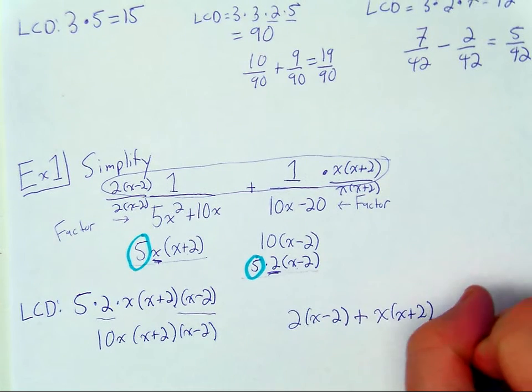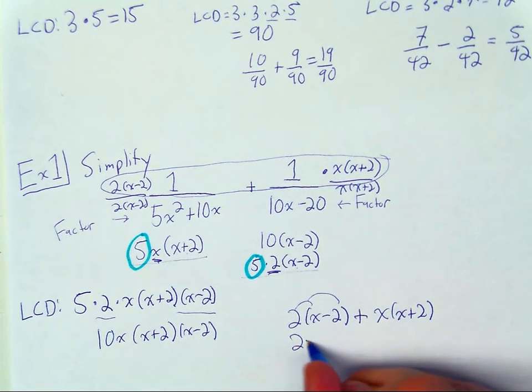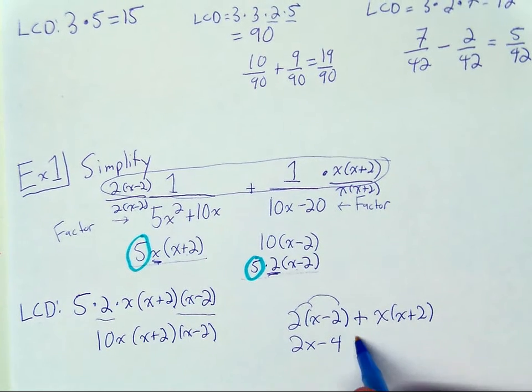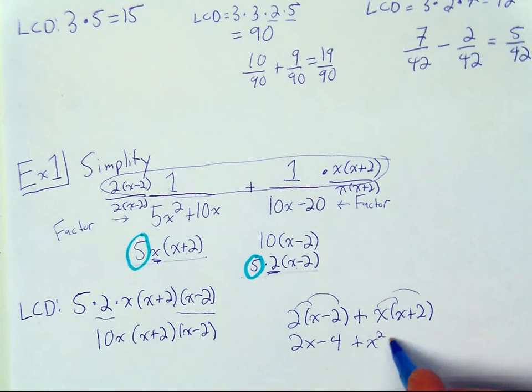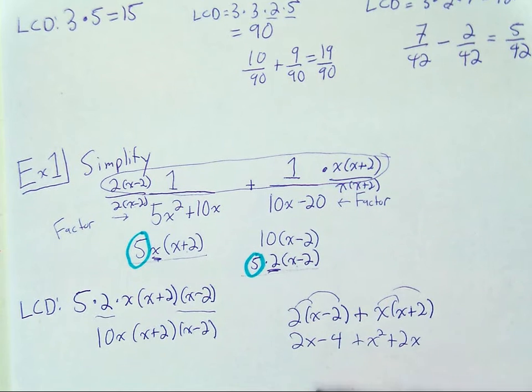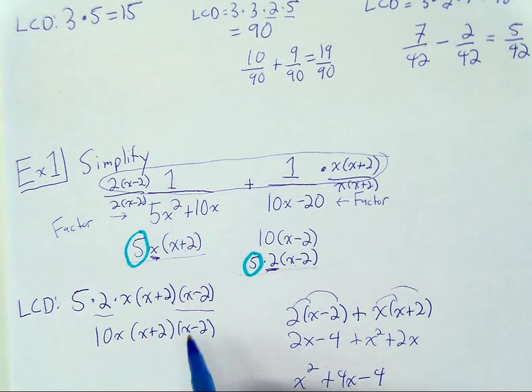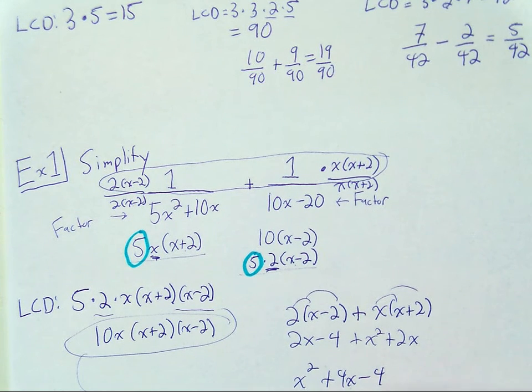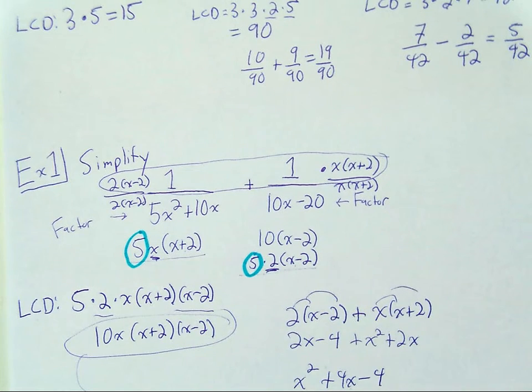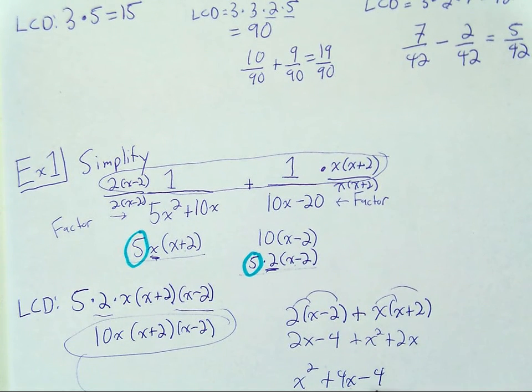And now I'm just going to simplify. I'm going to distribute here, and then I'm going to combine like terms, and I get x squared plus 4x minus 4. And now I will take my common denominator and I will put it back. The last step is going to see if I can factor the numerator and see if I can get anything to cancel. In this case, I'm not going to be able to find 2 factors of -4 that add to 4. So this is my simplified final answer.